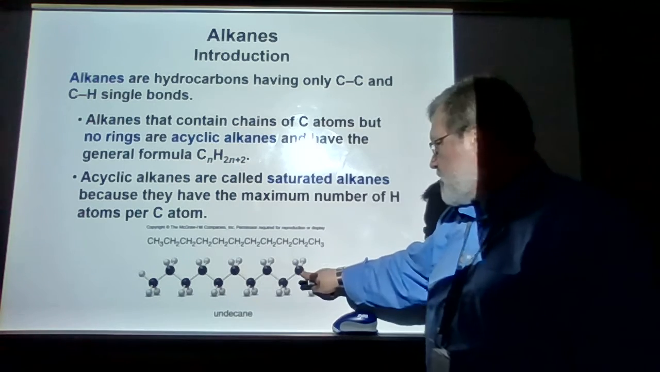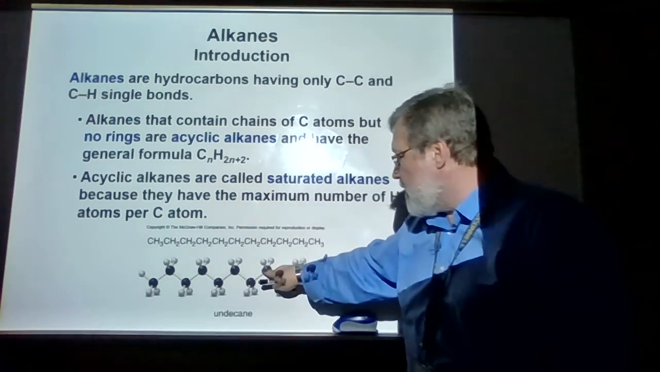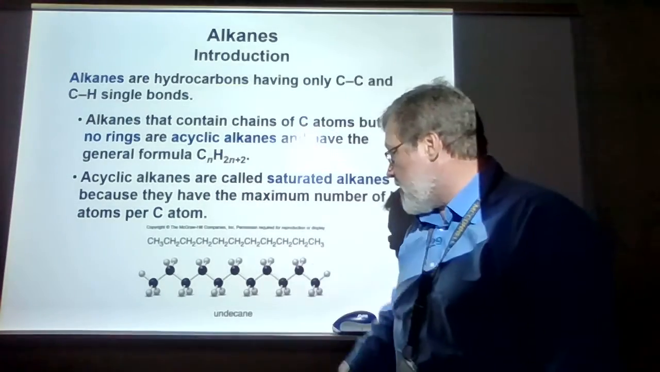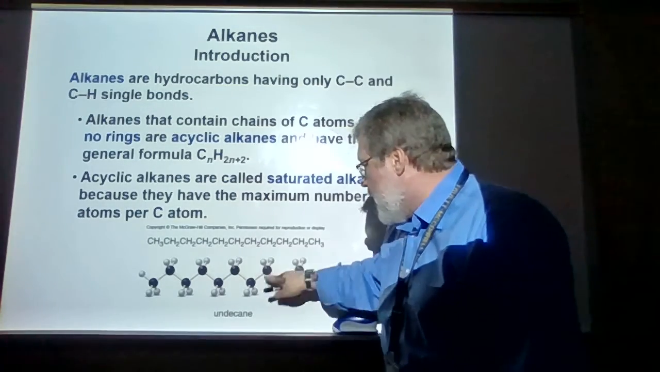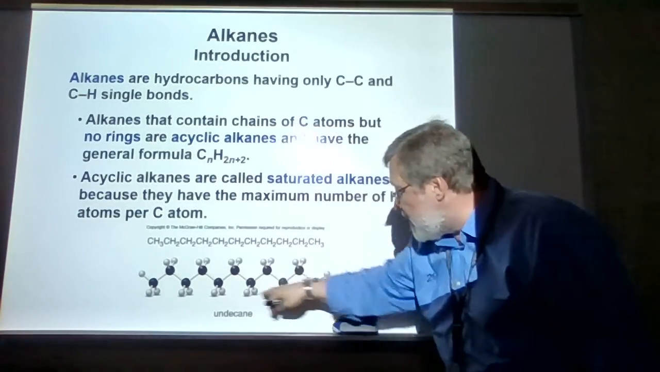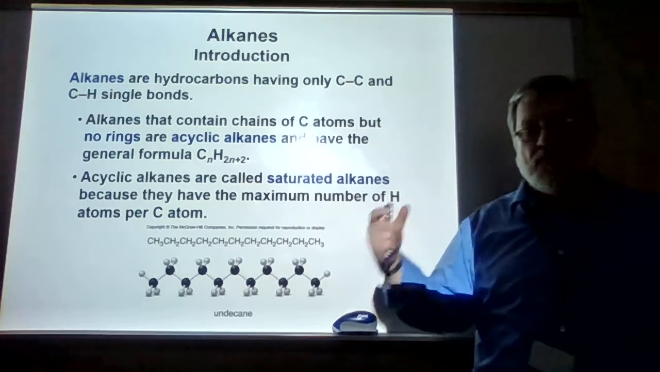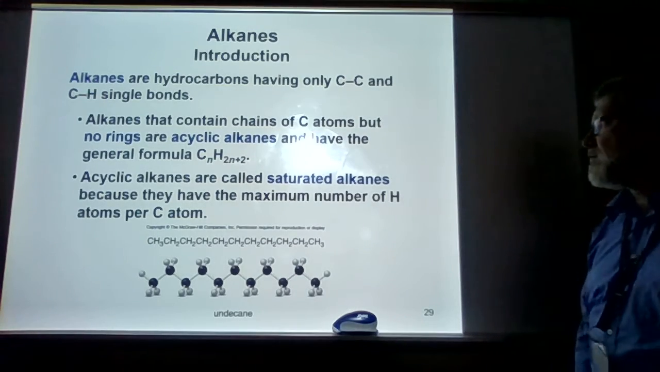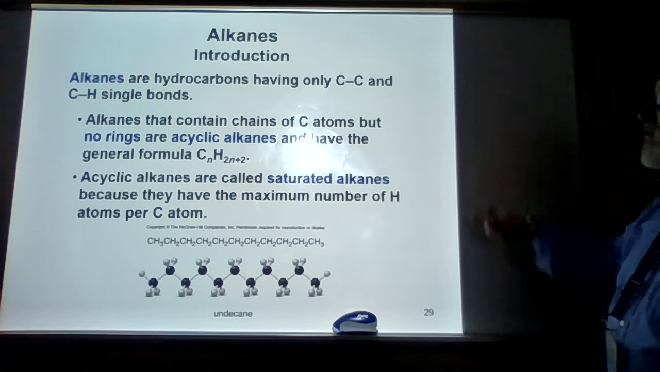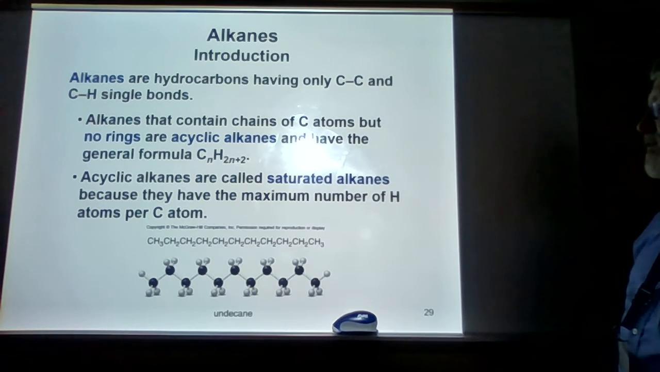So this has 2 hydrogens. It's also bonded to 2 other carbons. That carbon is bonded to 4 things. This carbon is bonded to 2 carbons, therefore it can only have 2 hydrogens. That carbon is bonded to 4 things. This carbon is bonded to 2 carbons, but it can also be bonded to 2 hydrogens. All these carbons of this system are saturated. They have the maximum number of hydrogens allowed. Therefore, these straight chains are called saturated. They have all the hydrogens that they can handle.